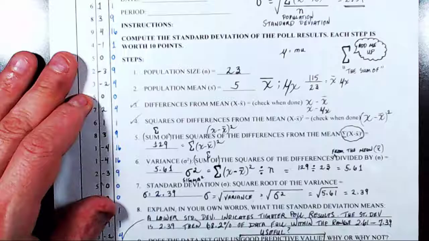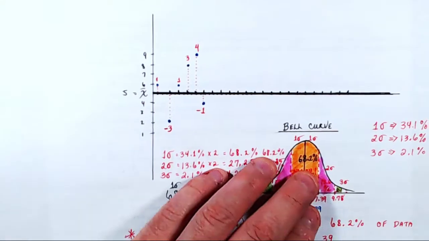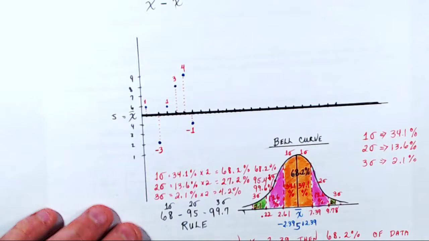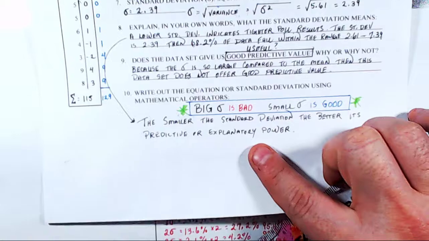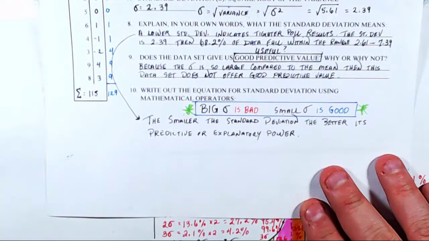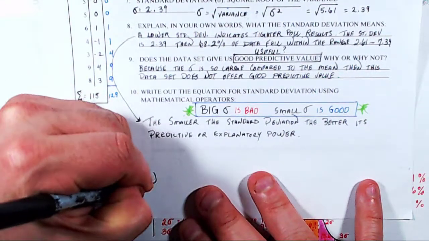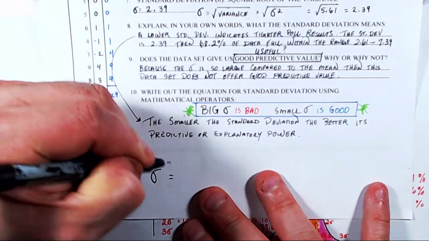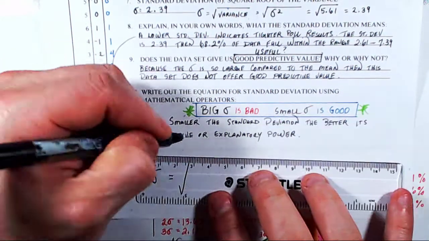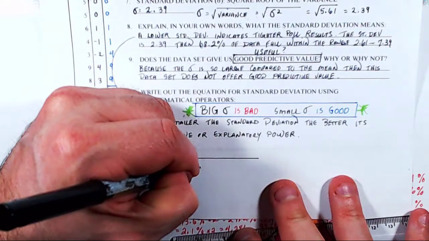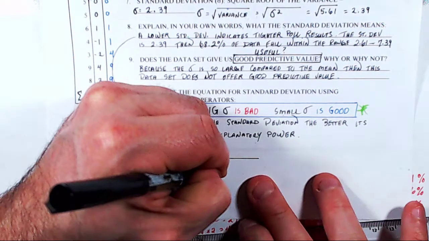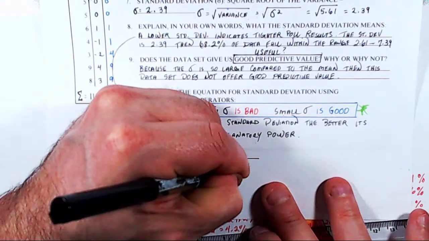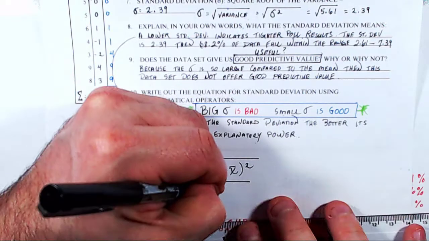So I hope this has been a helpful tutorial. We have learned about the bell curve. We've learned how to compute the standard deviation. And we actually learned how to find the population standard deviation, sigma, equals the square root of the sum of the squared differences from the mean divided by the population size.